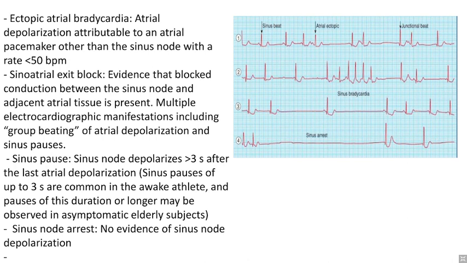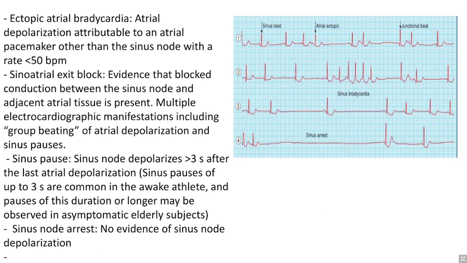Ectopic atrial bradycardia, when we can see normal sinus rhythm, but we see atrial pacemaker and heart rate very often less than 50 beats per minute.